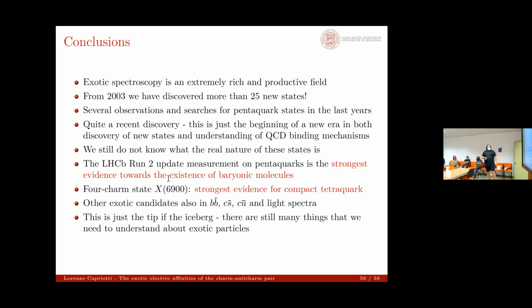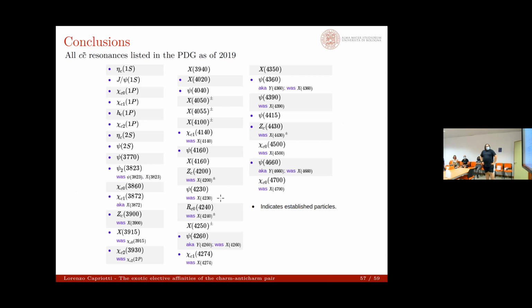Something that I didn't tell you is that there are actually a lot of exotic candidates also in the b-bbar, in the c-cbar, and also in light spectra. So there's a lot of exotic candidates. Not all of them are confirmed. Usually some of them are found to be conventional candidates or just kinematic reflections, kinematic enhancements. But we know that there's something there. So this is just the tip of the iceberg, because there are so many things that we need to understand about exotic particles yet. I just want to say goodbye by showing you this.